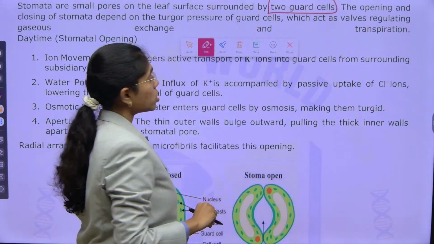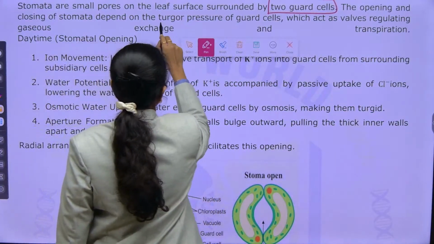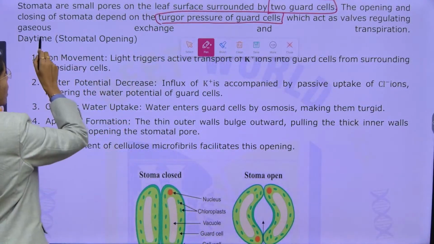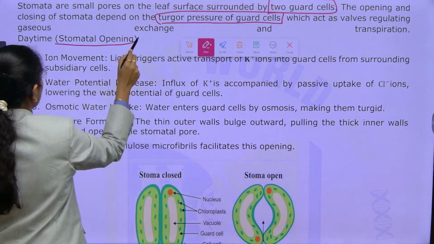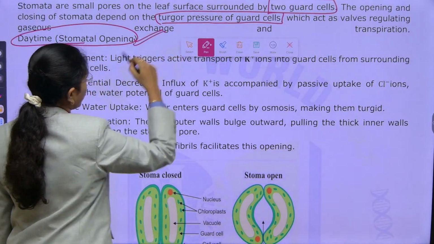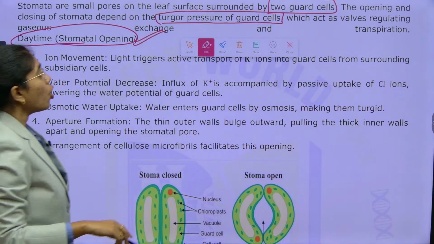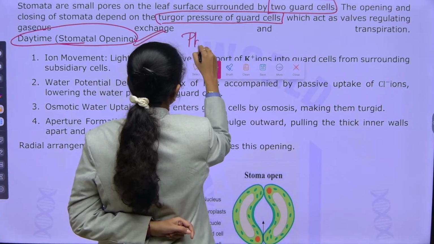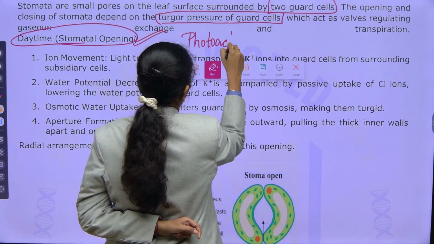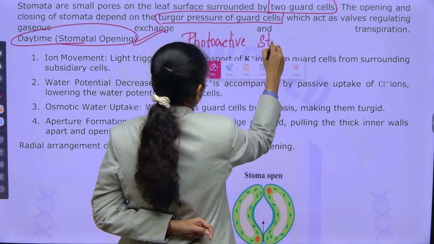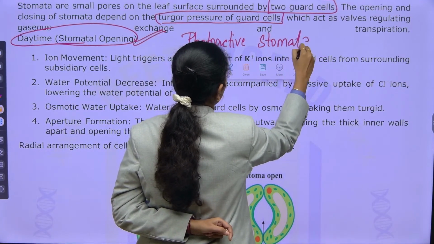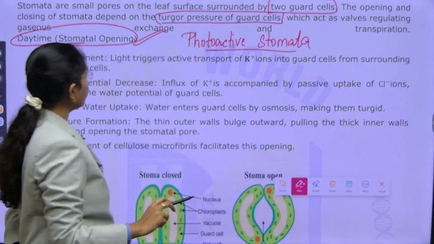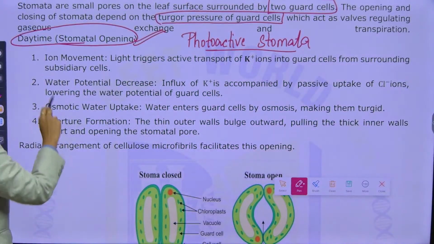The opening and closing of stomata will depend on the turgor pressure of the guard cells, which act as valves regulating gaseous exchange and transpiration. During daytime, stomatal opening usually takes place, which is addressed as photoactive stomata. Daytime stomatal opening is addressed as what? Photoactive stomata. Fine, right.